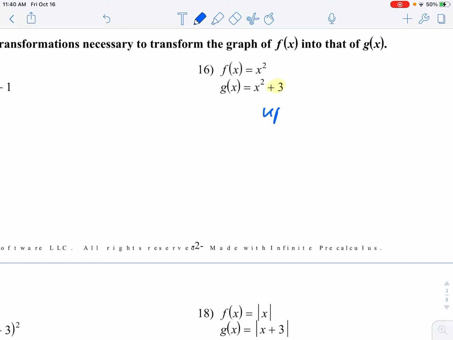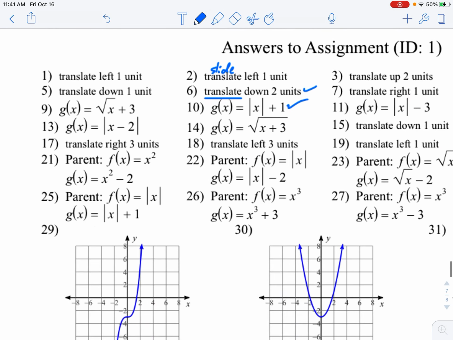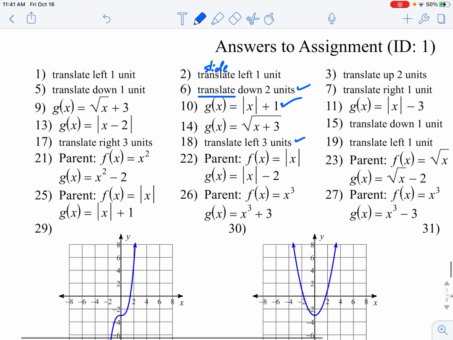Now this one, in contrast to that one, even though it's also plus 3, this time it's inside those absolute value bars. So when you add a number inside the function, let's check the notes again, that moves the graph to the left. So add inside the function moves it left. Wow, I gotta stop scrolling up and down. So translate left 3 units. And I gotta scroll down to check number 18. Translate left 3 units.